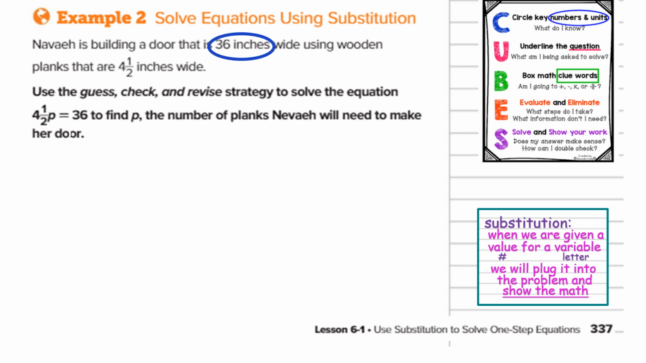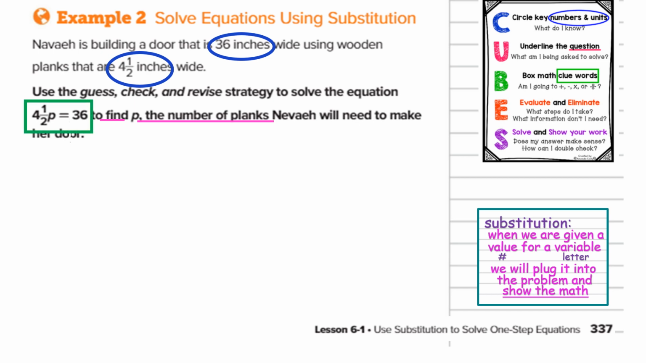So we have 36 inches. We're going to cube it. That's my units and my numbers that I'm using. I also have 4 1/2 units. All right, then I need to know what I am being asked to find. To find P, the number of planks.